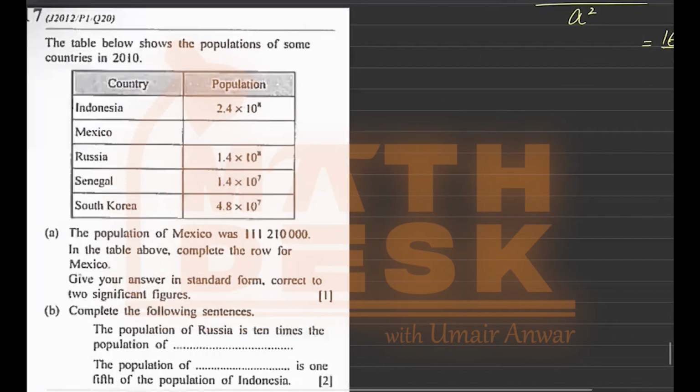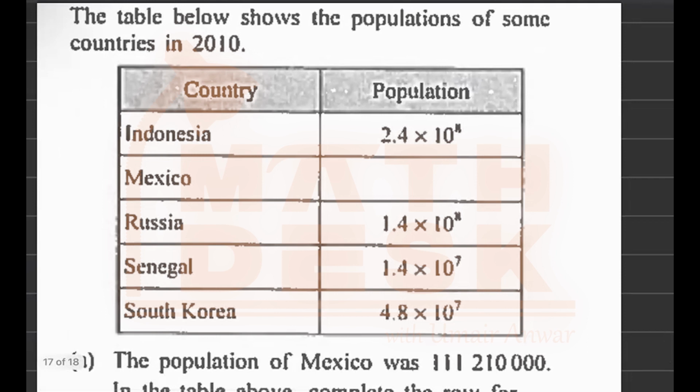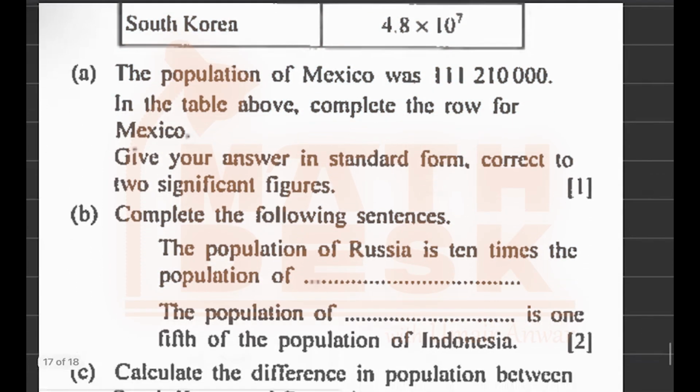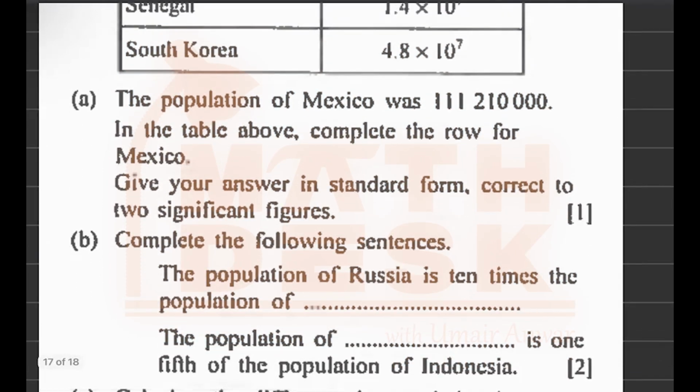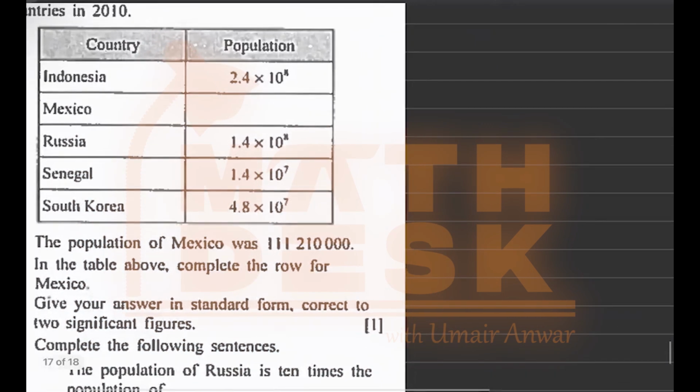The next question is, the table below shows the populations of some countries in 2010: Indonesia, Mexico, Russia, Senegal, South Korea. The population of Mexico was 111,210,000. In the table above, complete the row for Mexico. Since all the populations are written in the standard form, we need to convert this number also in the standard form. At the moment, the decimal is located over here. It is to be moved 3, 4, 5, 6, 7, 8 units to the left.